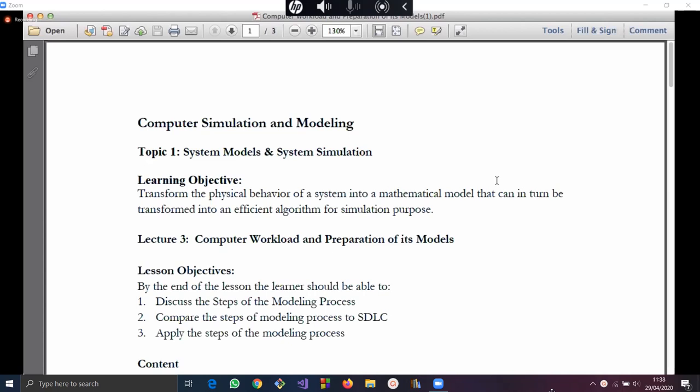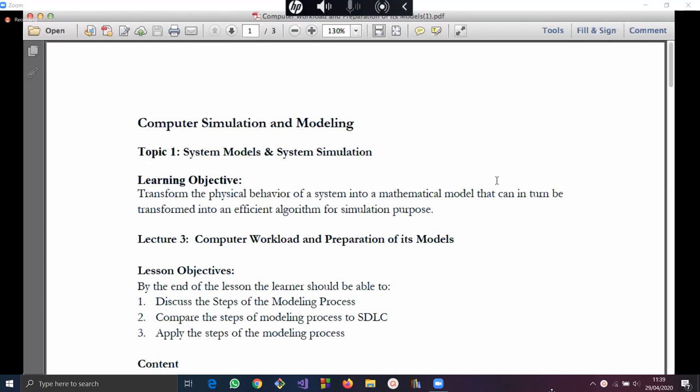So today we'll continue the same discussion and try to bring together the simulation and the modeling component. Today you are going to see the convergence between the simulation and modeling, so that we are building towards a convergence. So what we are going to look at is computer workload and preparation of its models.